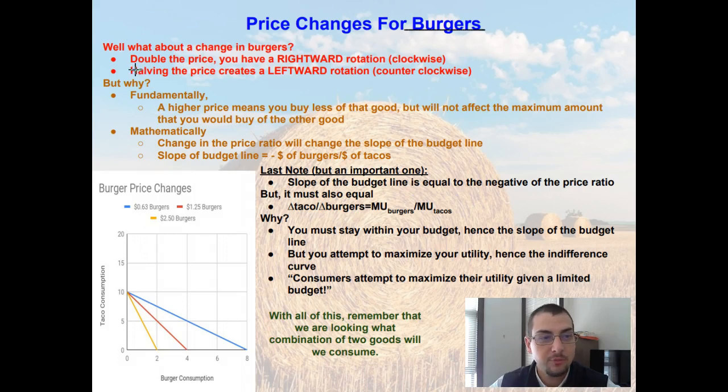So what if we double the price of hamburgers? Hamburger prices go up from $1.25, like what they've been, to $2.50. What we're going to have now is, because the burgers cost more, we cannot afford as many burgers. So because we can't afford as many burgers, we're going to wind up buying fewer burgers, or we're going to have only the option of buying fewer burgers. What that means is we're going to have a rightward rotation, or clockwise.